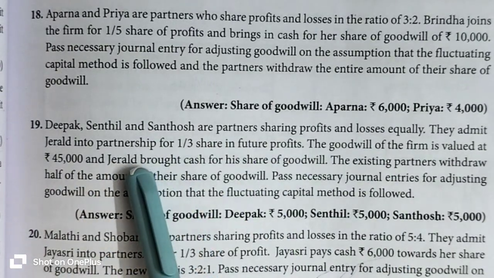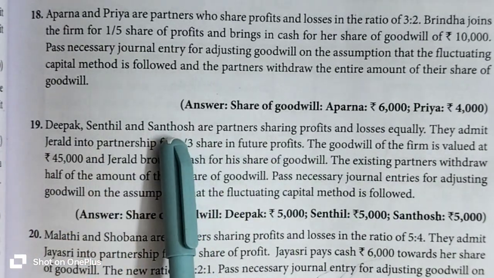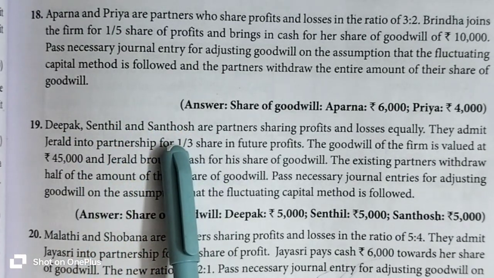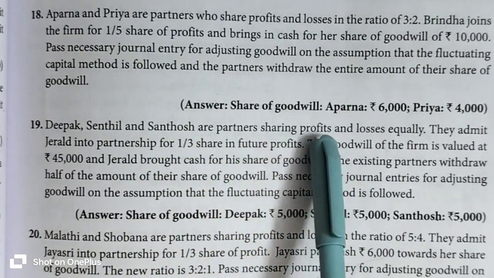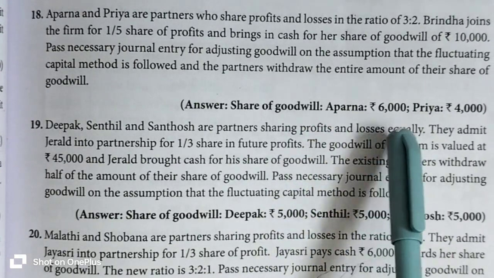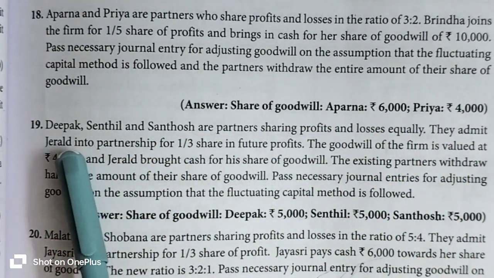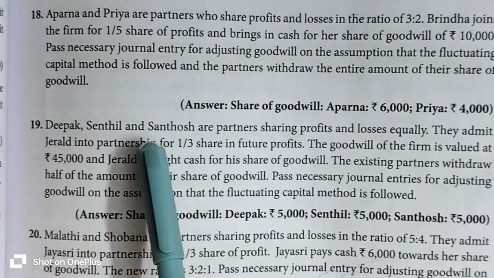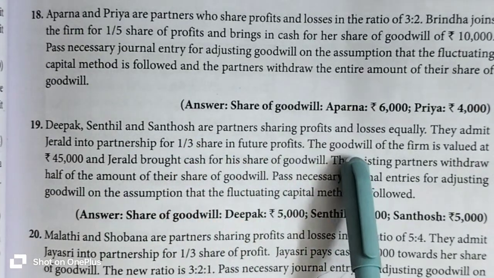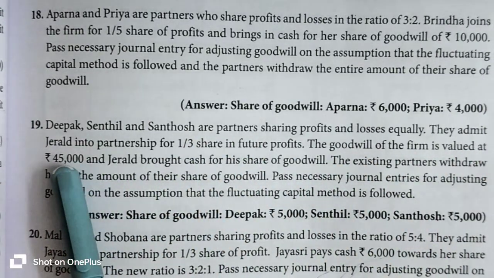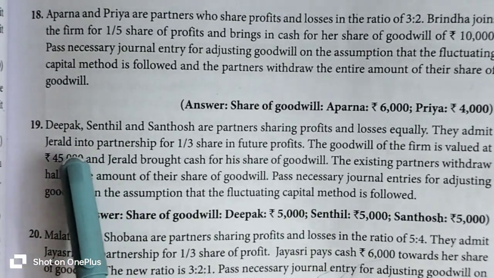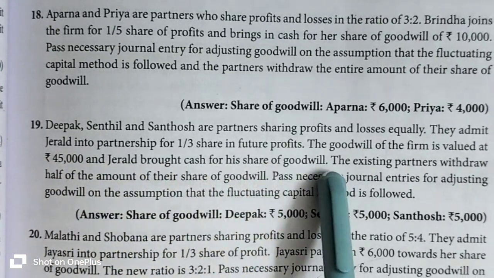Let's explain what it tells us first. Deepak, Sendil and Santosh are the old partners. They share their profit and losses equally. They admit Gerald as a new partner into the partnership firm. Gerald's profit sharing ratio is 1/3. The goodwill of the firm is valued at 45,000, so the total goodwill of the firm is rupees 45,000. Gerald brought cash for his share of goodwill.